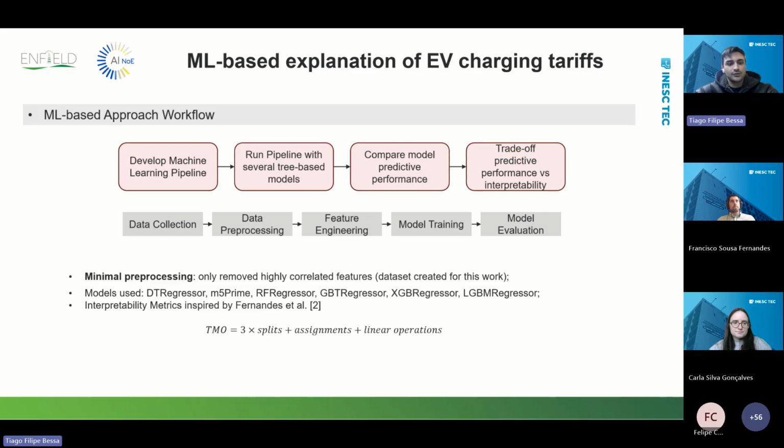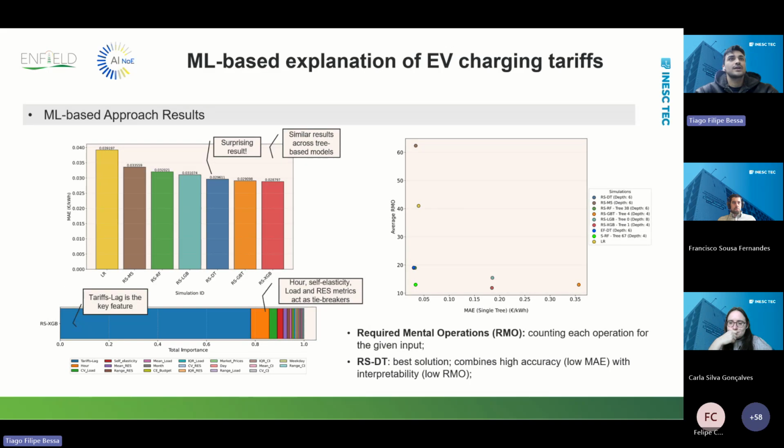However, in order to enact that trade-off, we had to come up with a way to measure interpretability. So we inspired ourselves in previous works, and we defined the total mental operations in a decision tree as defined through the number of splits, the number of assignments, and the number of linear operations in the tree, if there are any. These were the results that we had.